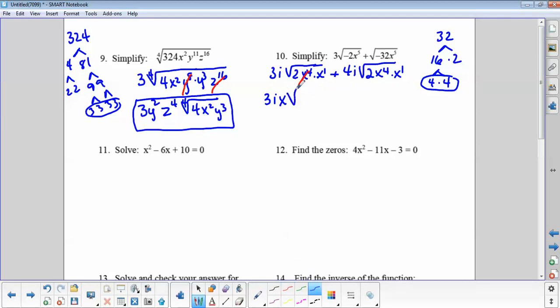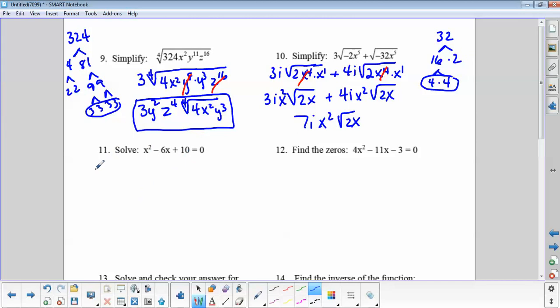And then I still have x squared. So 3i x squared, and then I have 2x plus 4i. Again, you have x squared come out, and you have 2x. So these are like terms, 3i x squared root 2x and 4i x squared root 2x. So they combine to give you 7i x squared root 2x.